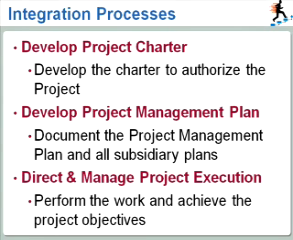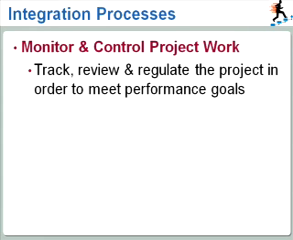Then we have direct and manage project execution. This is the process of performing the work defined in the project management plan to achieve the project's objectives. This is then followed by monitor and control project work. That is the process of tracking, reviewing, and regulating the progress to meet the performance objectives defined in the project management plan.